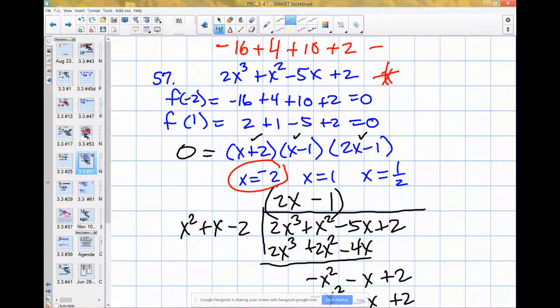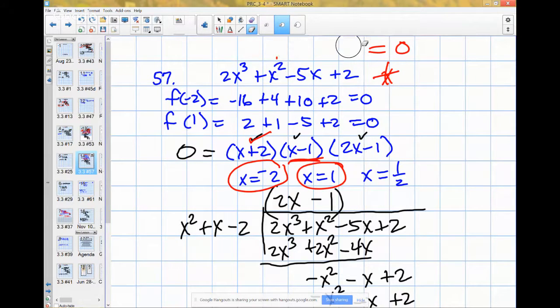So that one's verified. It is a zero of the function. The next one we predicted should be x equals 1. Let me erase this section up here. Let's go back and prove that that works.